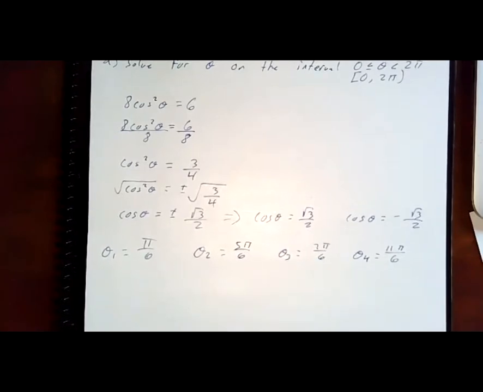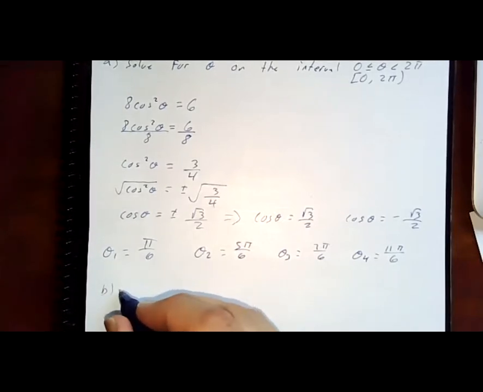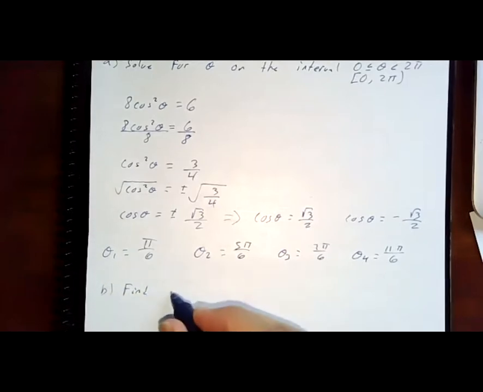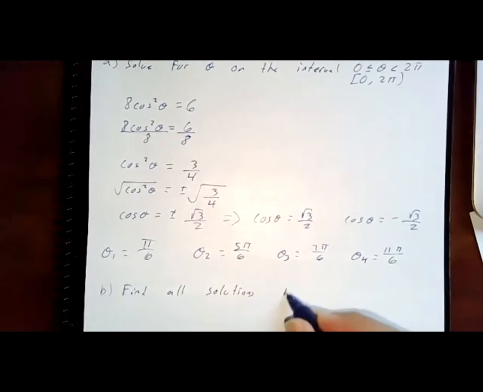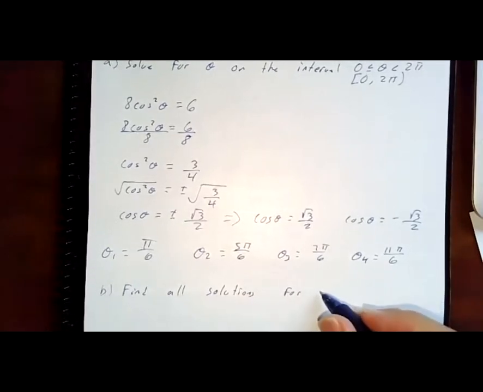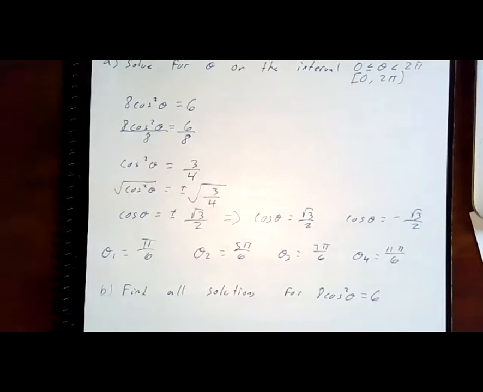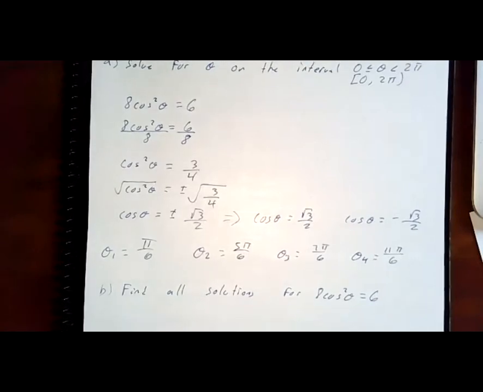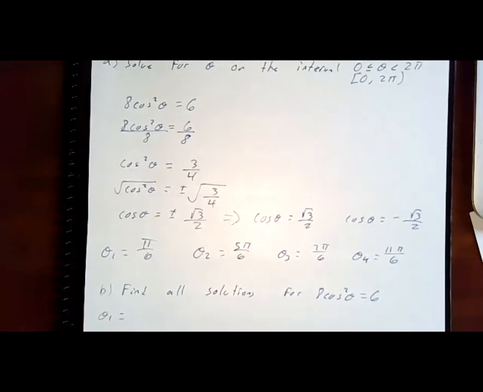But if you don't have the restriction, for part B, find all solutions for theta. They'll word it different ways in the homework, but essentially this is what they're asking. Right? So we're going to have theta 1 equal to, let's put our circle again.